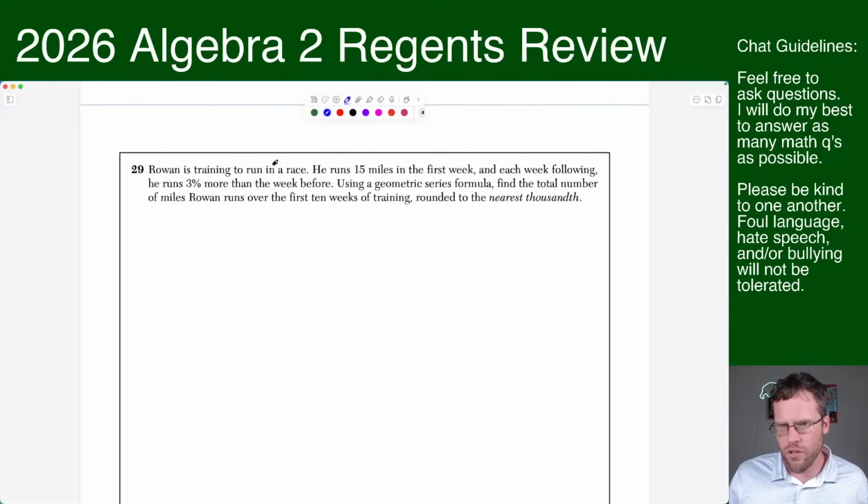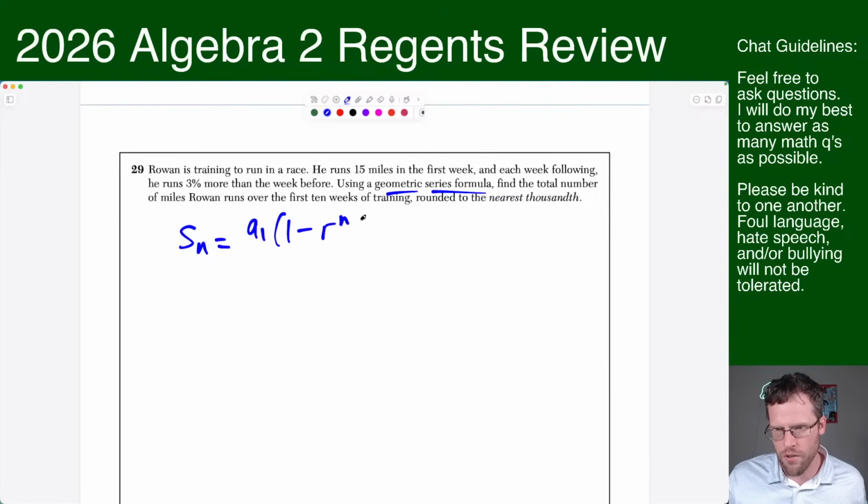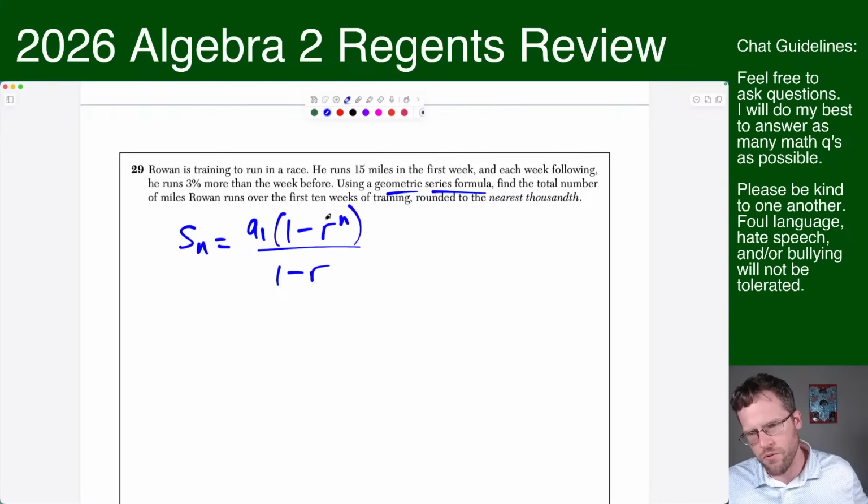So let's see. Rowan is training to run in a race. He runs 15 miles in the first week, and each week following, he runs 3% more than the week before. Using a geometric series formula, find the total number of miles Rowan runs over the first 10 weeks of training. Okay, so here, if we want to write this term by term, this is a geometric series. And the formula S sub n is equal to the first term times 1 minus r to the n over 1 minus r. Okay, so that's the formula that you want to use for this question.